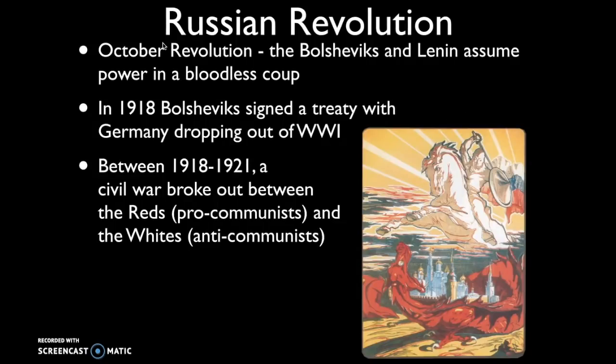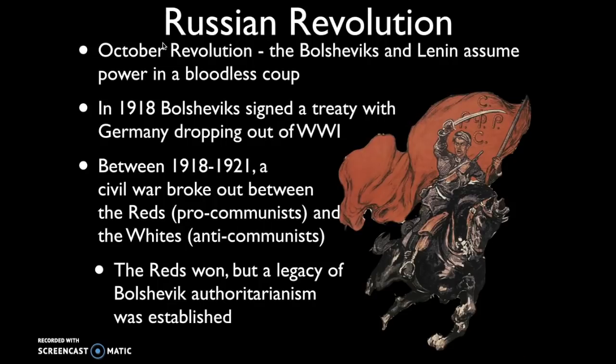From 1918 to 1921, a civil war breaks out in Russia between the Reds, the pro-communist forces led by the Bolsheviks, and the Whites, who were these wealthy landholders in Russia who were anti-communist. They don't want to see property redistributed. And they had the backing and support of Western nations like the United States, like Britain, like France, who were not at all interested in a new ideology taking hold in Russia.